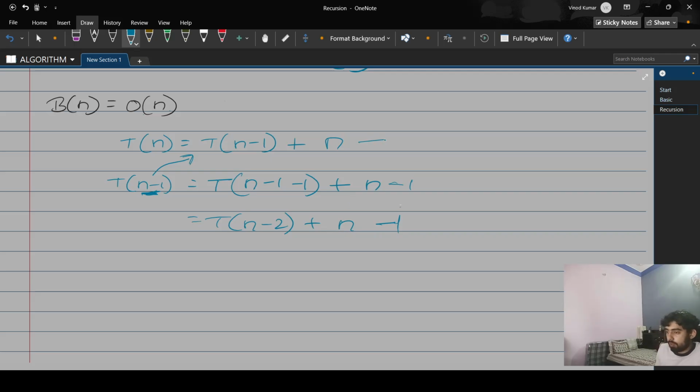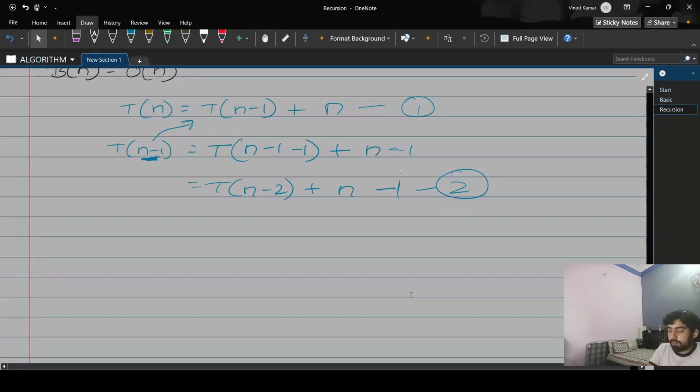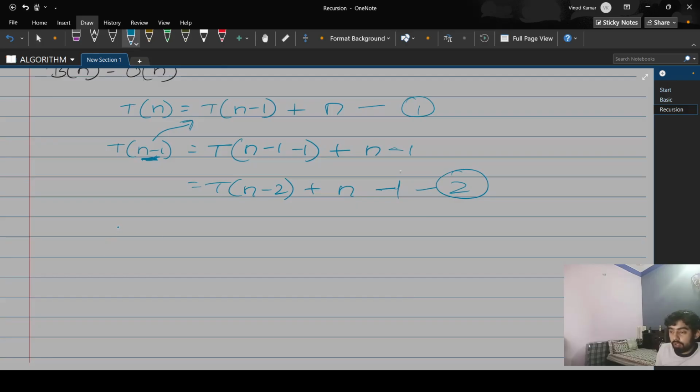Now from here, what can you conclude from equation 1 and 2? We have to find a common pattern that will keep on following. You can also find for T of n minus 2. Let's find for this also. You will put this in the above equation, which will be n minus 2 minus 1 plus n minus 2. It will give you T of n minus 3 plus n minus 2. This is the third equation that got formed.